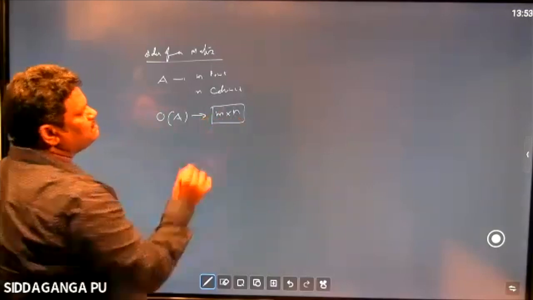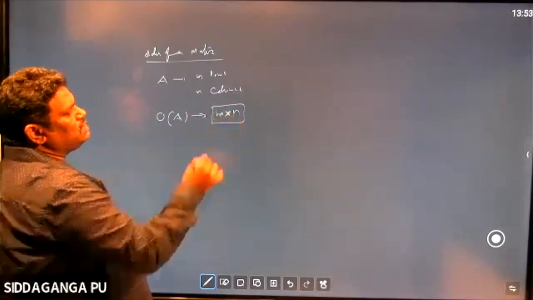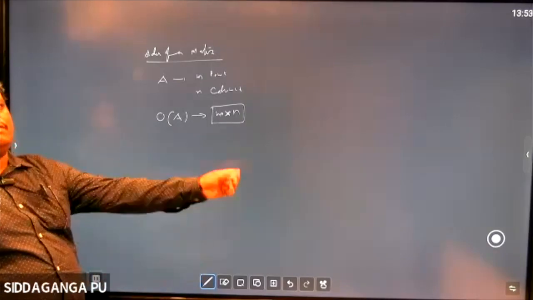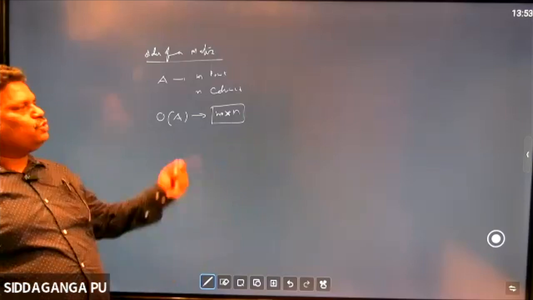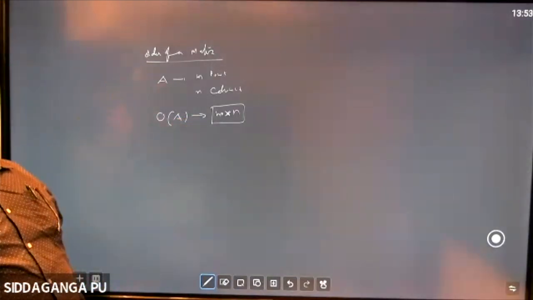How do we pronounce this one? It means m by n. Here, between m and n, the symbol is pronounced "by". So for any matrix, we can find the order of the matrix: first we identify how many rows and how many columns there are. The number of rows by the number of columns is called the order of a given matrix.